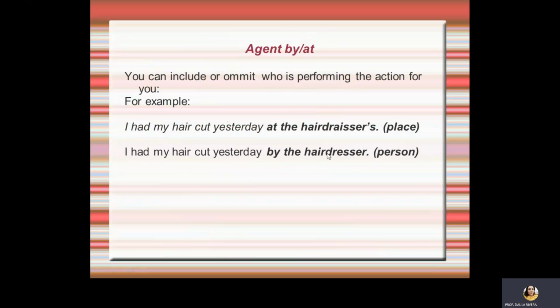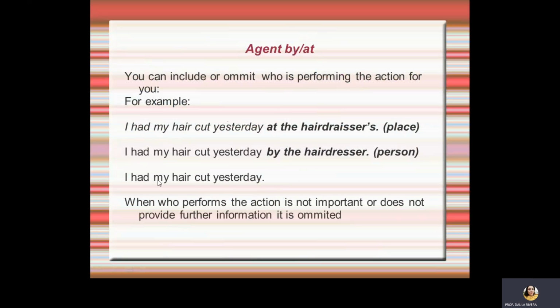Sometimes, well, we usually omit this information, but when it is someone important to mention who performed the action, for example, by the president or by my boss, I don't know. If you consider it's important to include who performed the action, you can include it, okay? Or you can simply say, I had my hair cut yesterday. When who performs the action is not important or does not provide further information, it is omitted. Okay.